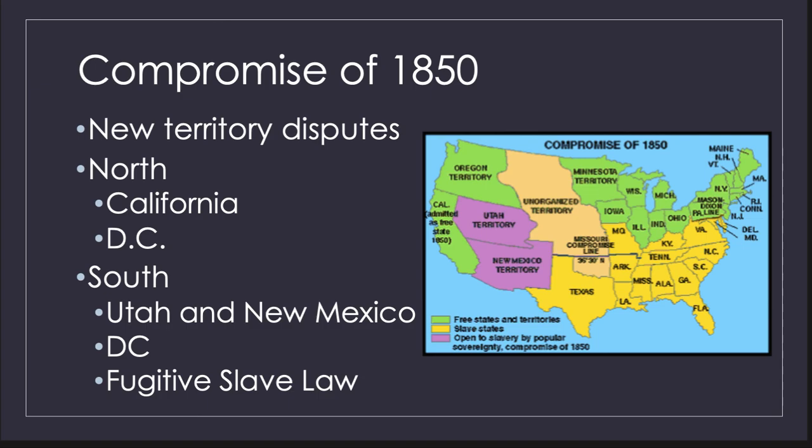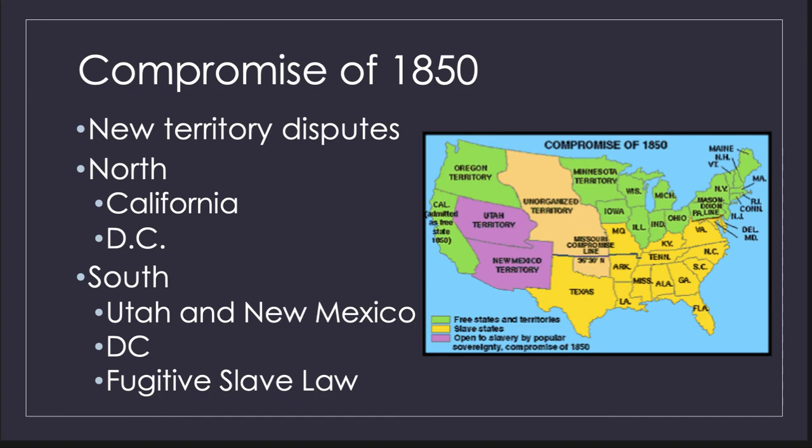The South, what they get is going to be in the Utah and New Mexico territories. We are going to allow for the decision to be made by popular sovereignty. Remember, popular sovereignty all the way back from the first unit is the people's power to vote. Okay, the power of the people to decide. So it's not necessarily a win for the South, but it is not a loss for the South, because popular sovereignty will be used to decide if they can have slavery there. So the people are going to get to decide on their own. DC is going to have slaves remain there. They're just not going to be importing or trading anymore.